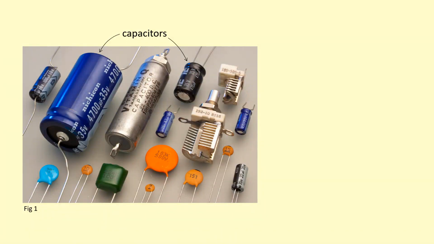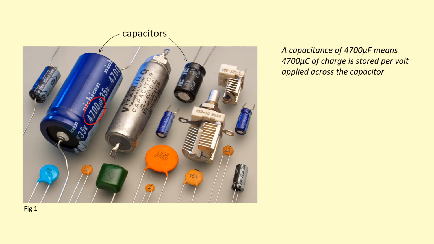You've got a bunch of capacitors here, but what do the numbers written on the sides of them mean? So there's 4,700 microfarads written here. What does that represent? Okay, so that is actually a unit for capacitance. A capacitance of 4,700 microfarads means that on this capacitor, you'll be able to store 4,700 microcoulombs of charge per volt applied across it.